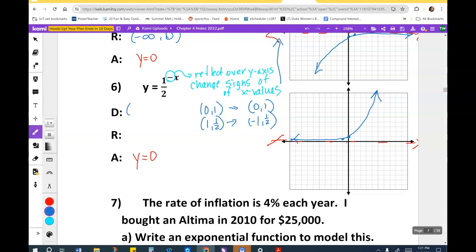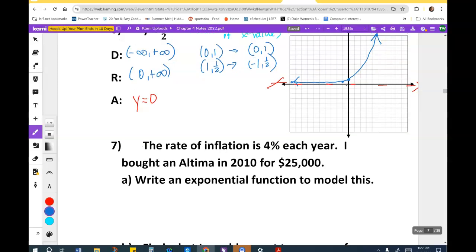And then domain is negative infinity to positive infinity. And my range, it's going up, it's above 0, so it's from 0 to positive infinity. Okay, so those are all exponential functions. You're going to find when we have these formulas, the h and the k always have the same effect on our functions. And so that helps, that you have that consistency in how we apply it.